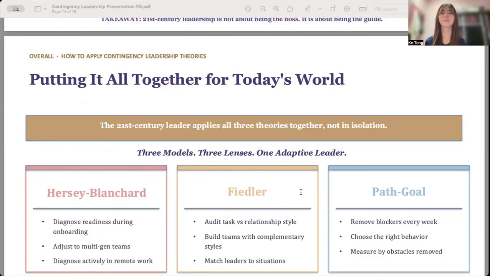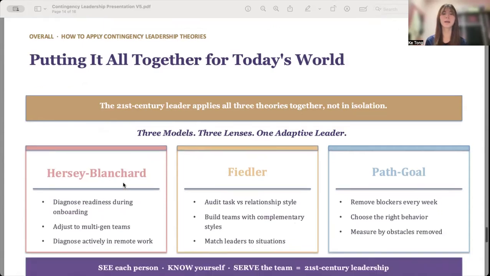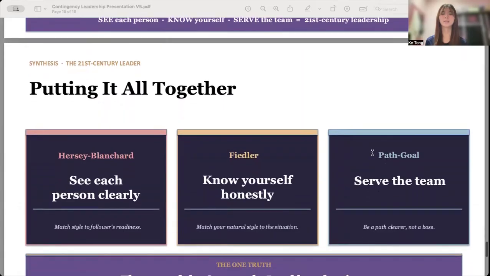Serve, because of path-goal. Be a path clearer, remove the blockers, choose the right behavior for the right moment. Measure your success by how many obstacles you have removed for others. And to come back to where I started, the world is changing faster than ever, and the leaders who thrive will not be the ones with the most rigid style. They will be the ones who read the room, who know themselves, and who clear the path for others.